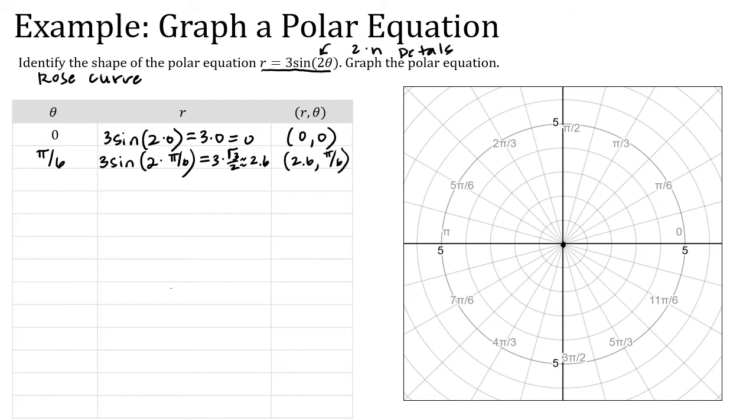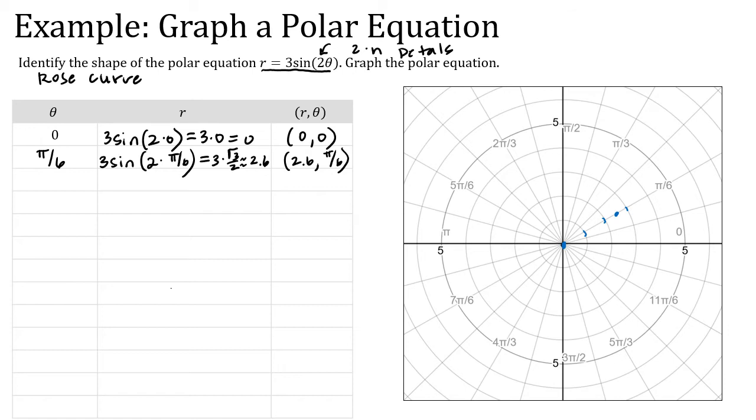So let's graph that, and I'll pick a different color maybe. So let me put my point at the origin or the pole in blue. And then I'm going to go to pi over 6, and I'm going to go out to a radius of, let's see, 1 and 2, and there's 3, so 2.6 is maybe right there. Okay, let's do another point.